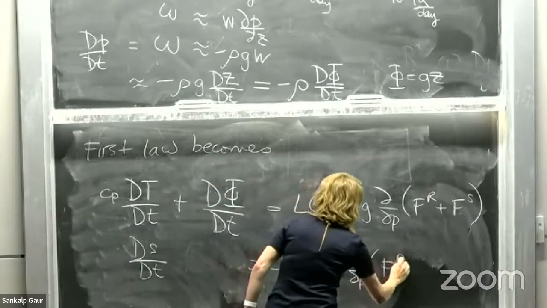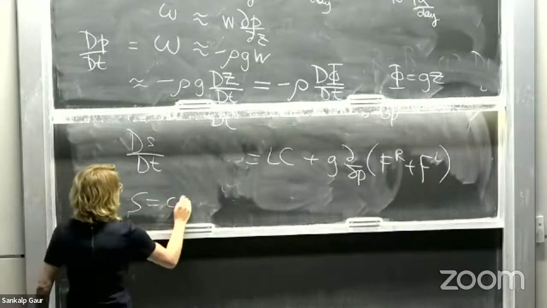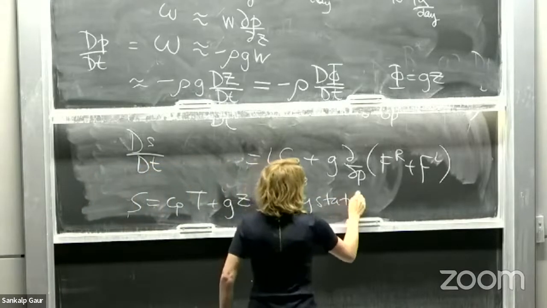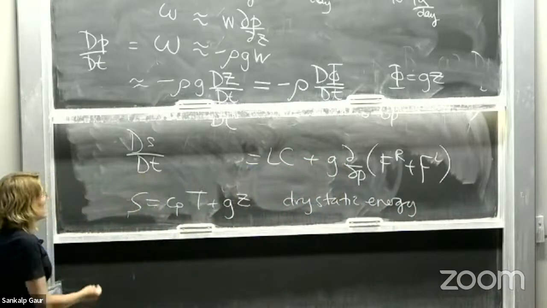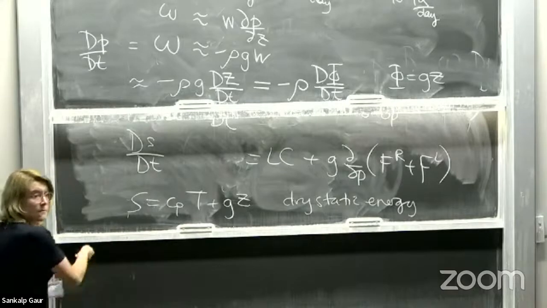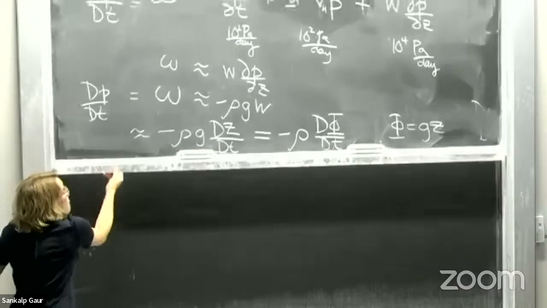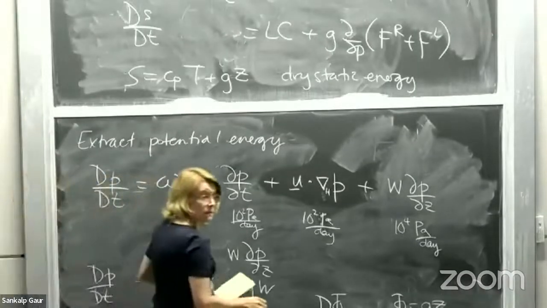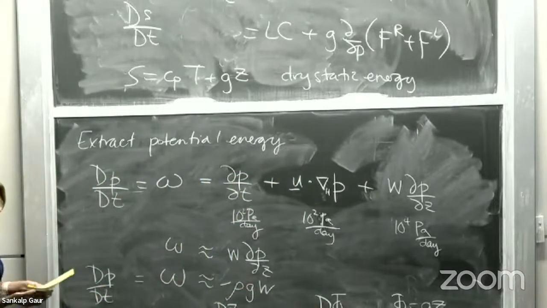S is the dry static energy. So S equals CPT plus GZ is the so-called dry static energy. Static because there's no kinetic energy here, at least not explicit. Of course, it's in the advection. And then the final step is to combine with latent energy. So that will be all of our energy together in form of internal or enthalpy, potential, and latent.